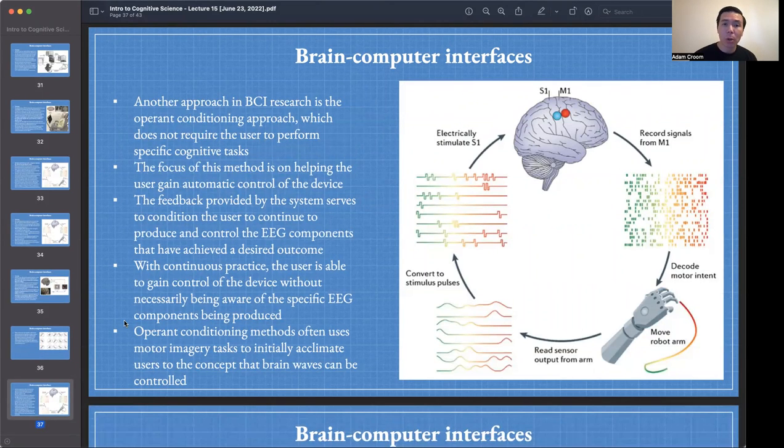Another approach in BCI research is the operant conditioning approach, which does not require the user to perform specific cognitive tasks. The focus of this method is on helping the user gain automatic control of the device. The feedback provided by the system serves to condition the user to continue to produce and control the EEG components that have achieved a desired outcome. With continuous practice, the user is able to gain control of the device without necessarily being aware of the specific EEG components being produced. Operant conditioning methods often use motor imagery tasks to initially acclimate users to the concept that brain waves can be controlled.